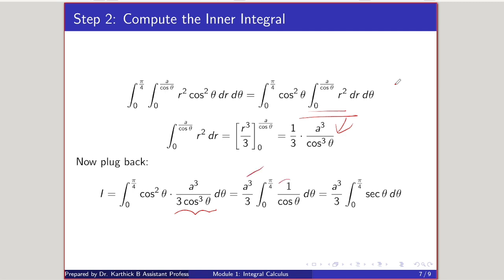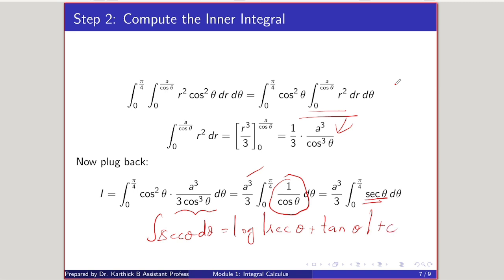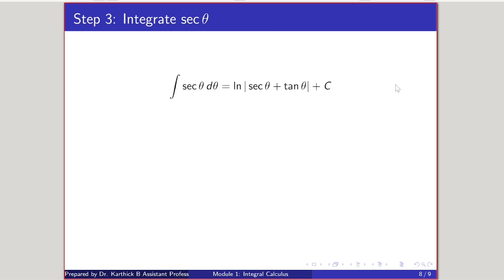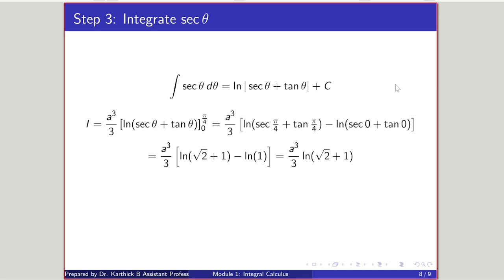Since we know that 1 by cos theta can be written as secant theta, now we want to integrate secant theta. We know that the integral of secant theta d theta can be written as log of modulus secant theta plus tan theta plus c. So we can use this formula. On the next slide, the secant theta integral can be written like this. Then we can apply the limits. The limit varies from 0 to pi by 4.